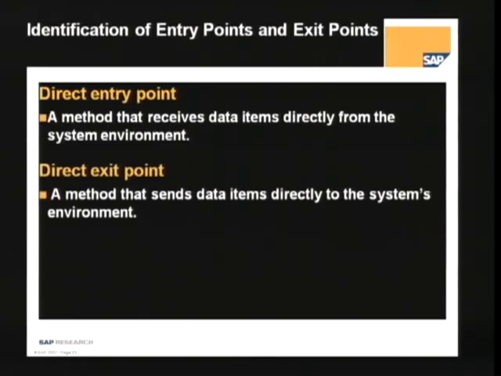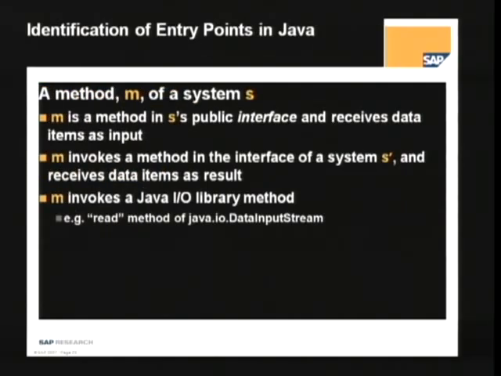I mentioned entry point and exit point. So what's an entry point? What's an exit point? An entry point is a method that receives data items from the system environment. An exit point is a method that sends data items to the environment. So how did we identify the entry points in Java? We look at the different interfaces used in the application. So M is a method in S's public interface and receives data items as input.